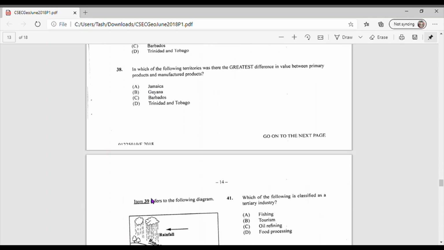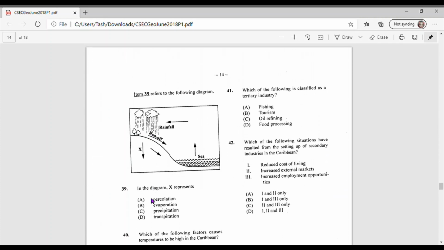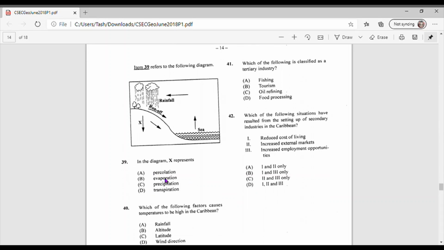Number 39. Item 39 referred to the following diagram. In the diagram, X represents, so we're seeing X here. It is percolation, but let us look at the responses. Yes, it is percolation. So we know it's not evaporation, or it would be going up. Precipitation would have been the rainfall coming down, and it would have been on the surface. Transpiration would have been going up as well. So the answer is A for percolation.